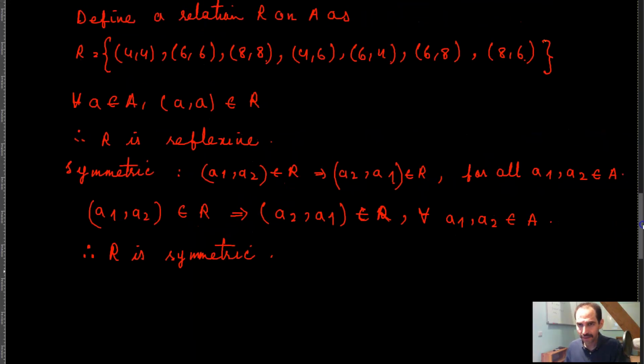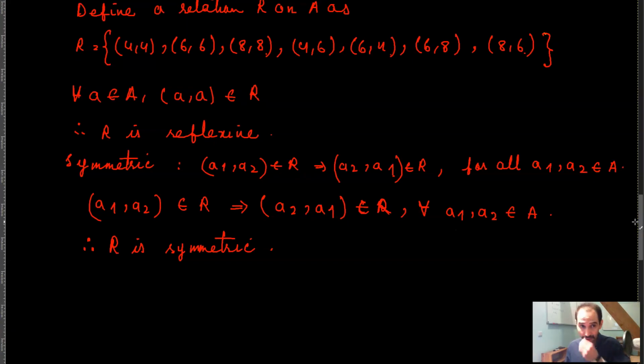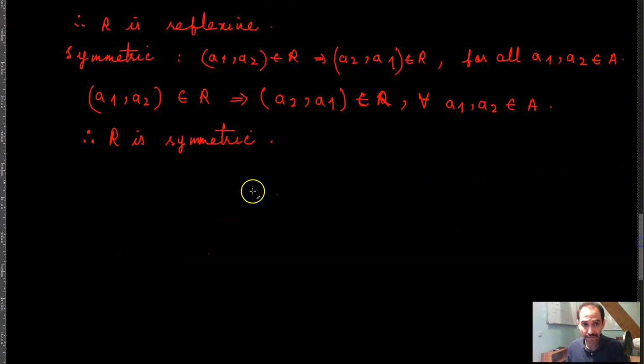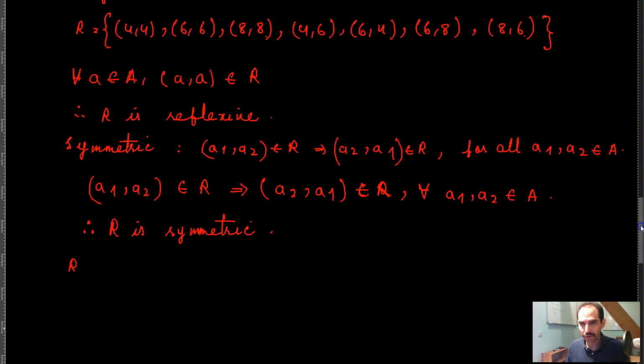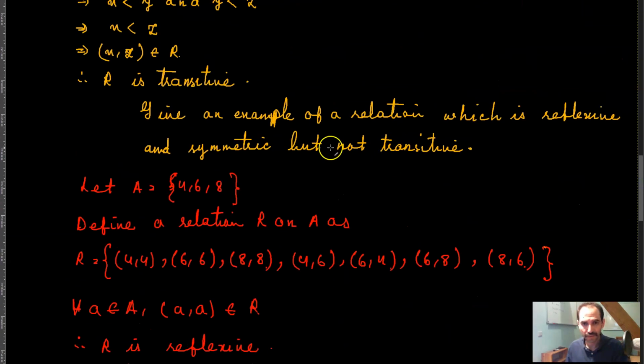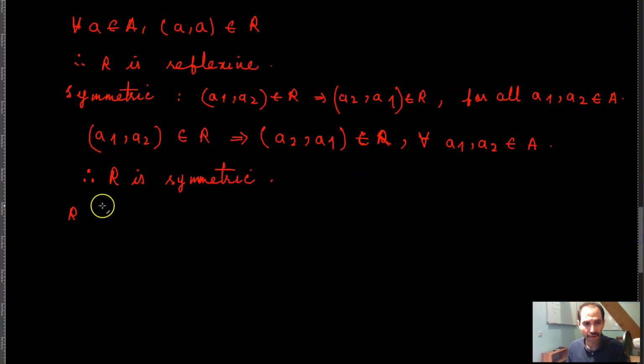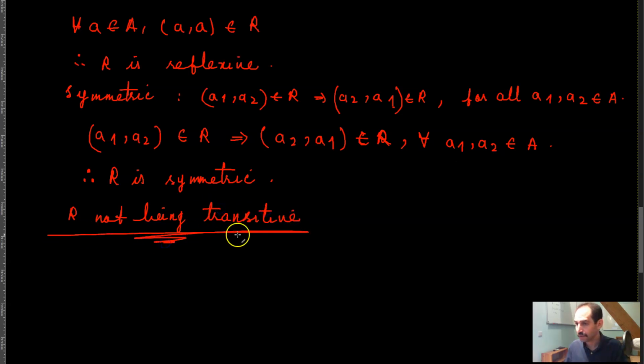Now about R not being transitive. So how can we show that R is not transitive?